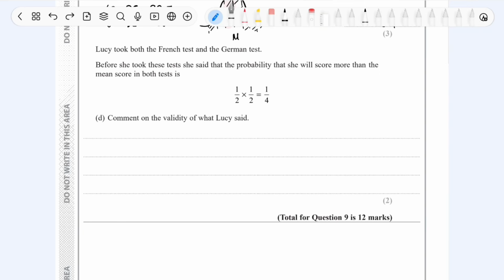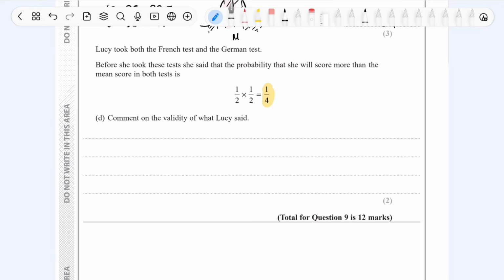If you think back to question 1 where we checked independent events. Independent events means that the probability of doing one event is independent, i.e. it's not affected by doing something else. Now here she's assuming that because 1/2 multiplied by 1/2 gives us our quarter, this assumes that it's independent. Now, is it likely to be independent? Well, just think about it for a minute.